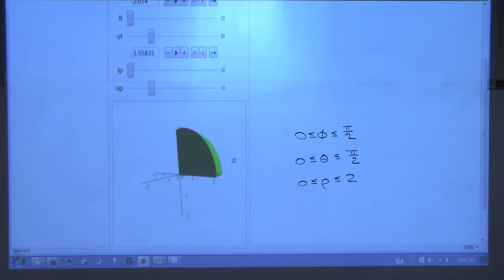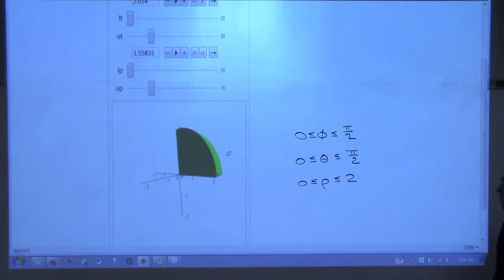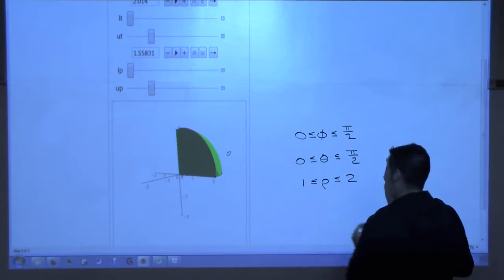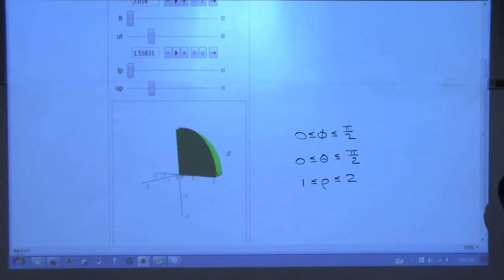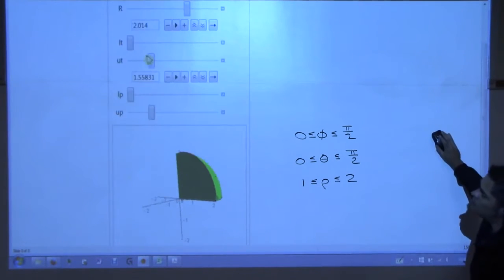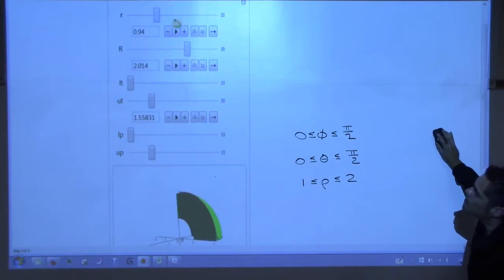Now let's just see what would happen. What if I change it so that my rho actually only goes from, instead of 0 to 2, how about 1 to 2? So I'm only allowed to include points that are a distance of between 1 and 2 from the origin. So I would have, let me change this to about 1. See how close I am to 1 here. Pretty close, close enough.